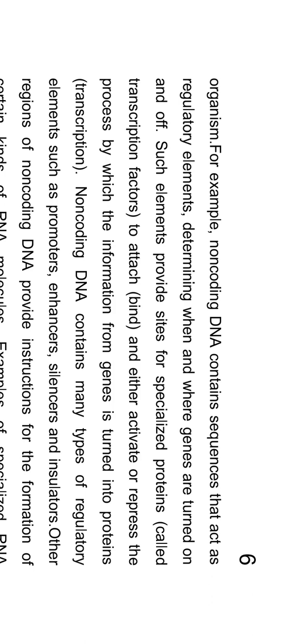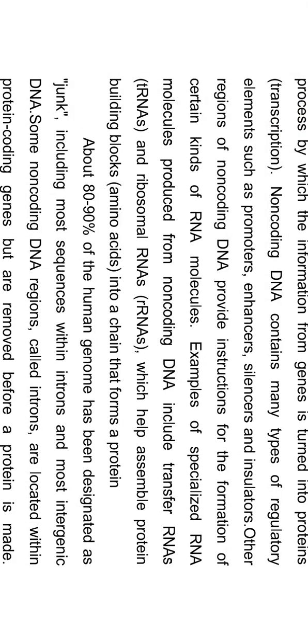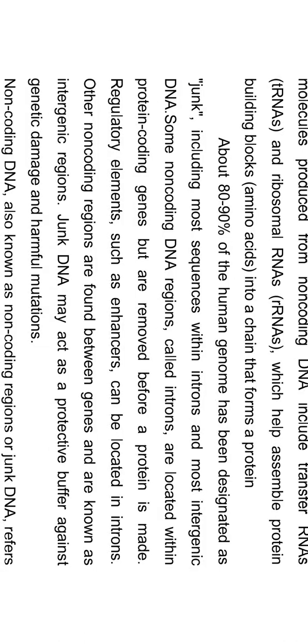Such elements provide sites for specialized proteins called transcription factors to attach or bind and either activate or repress the process by which the information from genes is turned into proteins, transcription. Non-coding DNA contains many types of regulatory elements such as promoters, enhancers, silencers, and insulators. Other regions of non-coding DNA provide instructions for the formation of certain kinds of RNA molecules. Examples of specialized RNA molecules produced from non-coding DNA include transfer RNA and ribosomal RNA, which help assemble protein building blocks, amino acids, into a chain that forms a protein.